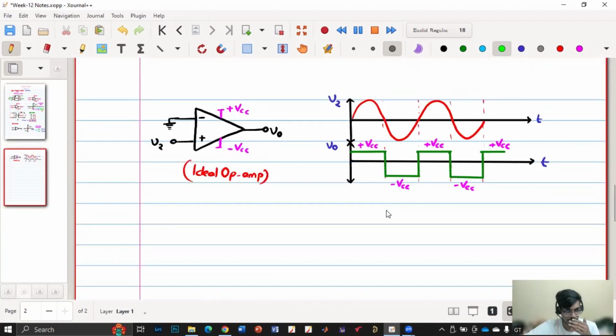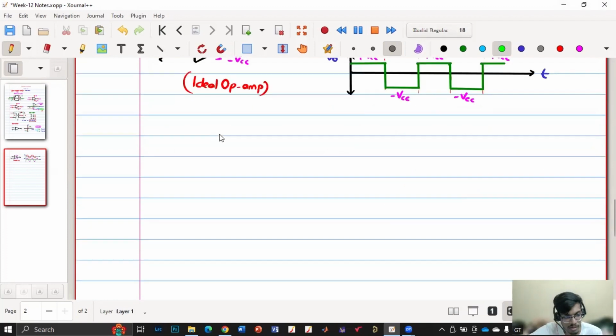Okay, so this is some basic introduction about op-amp. Now we'll go to something called inverting amplifier. So we'll discuss now how op-amp will work like an inverting amplifier.